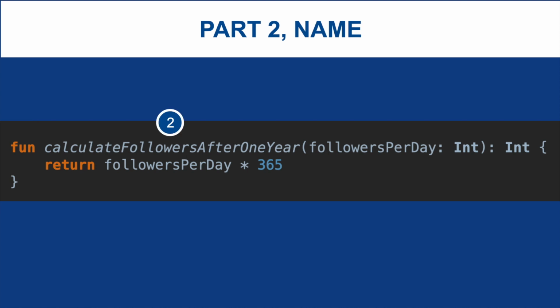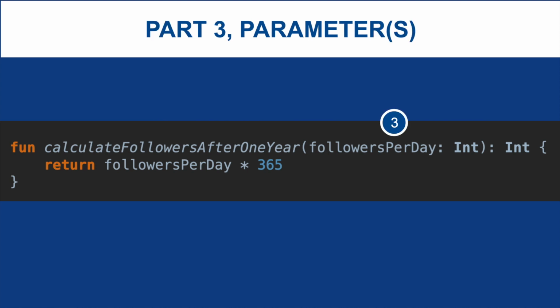The second part that I wanted to highlight was the name. So like variables, you can name a function anything you want to name it. But what I highly recommend is for you to use actions, to use verbs like calculate or play or find. That's just a convention that a lot of programmers use, and it works really well. The next part is parameter or parameters, because actually you could have a ton of different parameters, comma separated. In this case, we only have one parameter, and the parameter is followers per day.